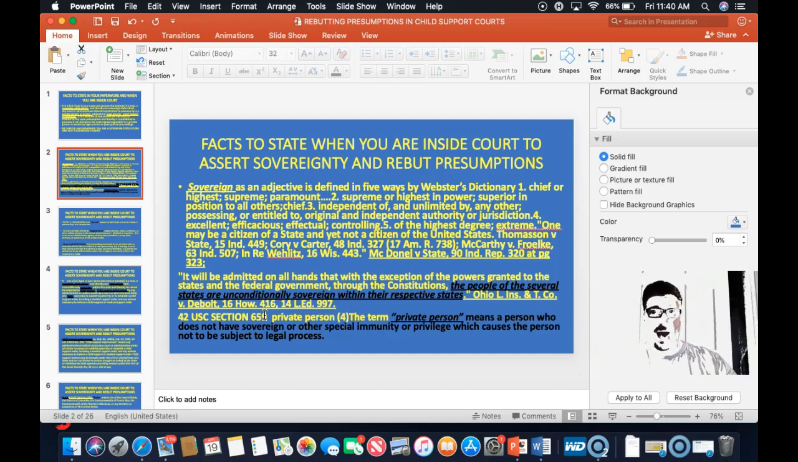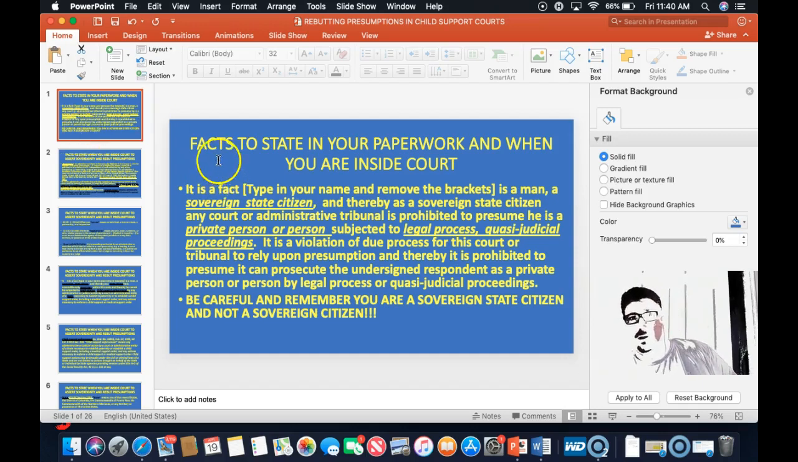And that's what they do. They change our status. Now, persons, they don't have any rights. I just showed you right here. A private person is subjected to legal process. Well, that's what child support proceedings are. So, fact the state in your paperwork and when you are inside court.